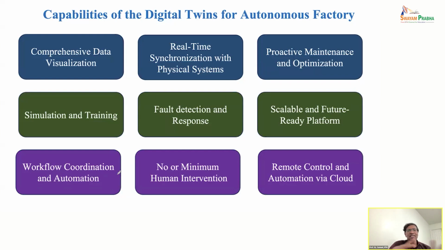There may be several tasks which will be made simultaneously. We need to coordinate. Then we can do all these tasks with minimum human intervention. Maybe at some stage you can also say without any intervention of human beings. Then remote control and automation.